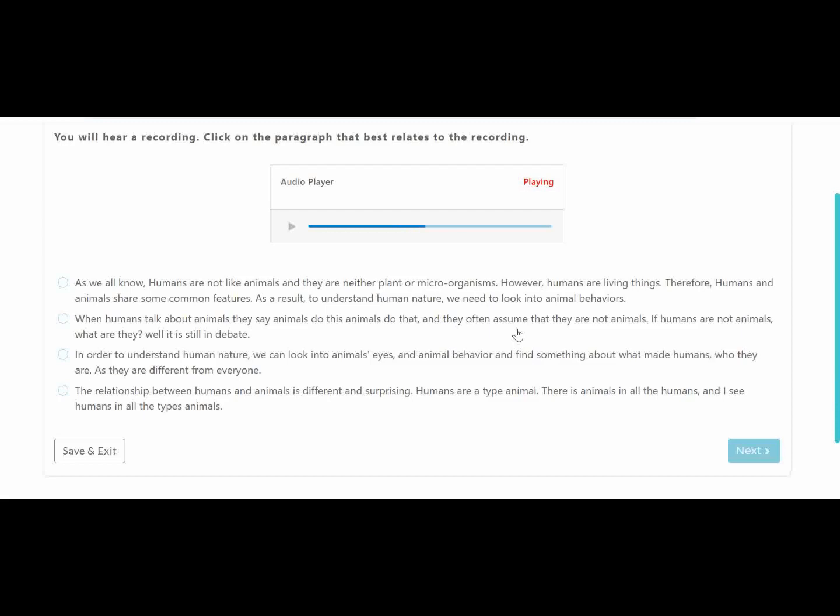If we're not animals, what are we? Are we plants? Or trees or flowers? No, we're not. Then, okay, we're not plants. Then are we microorganisms? Really tiny microscopic things? No, we're not. Then the natural conclusion must be we're not living things. That's not true.